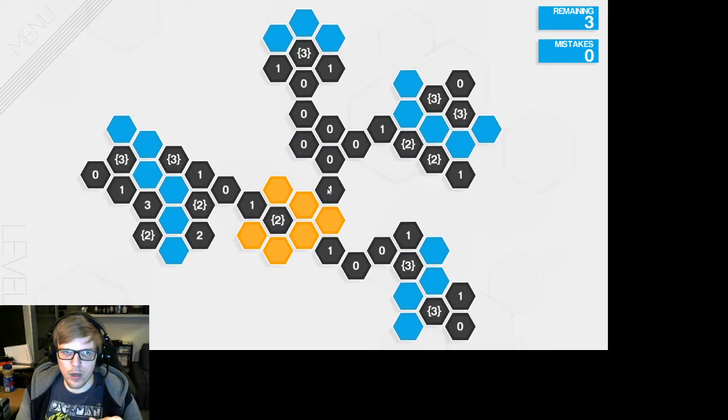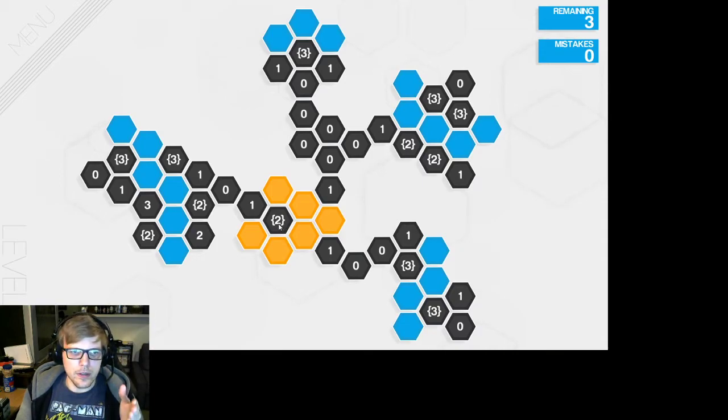Because of this 1, one of these 2 is blue. Okay? One of these 2 is blue. Let's assume that we say that this one is blue. Okay? That would mean that this hex is black, which because of this 1 and this hex being black, that would force this hex to also be blue for this 1. So both of these are blue. This is black. Okay?